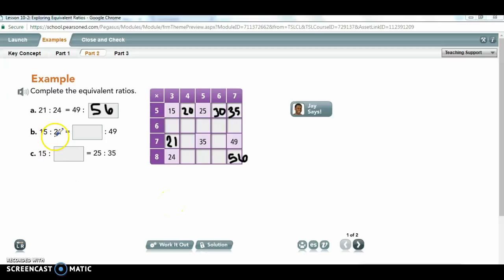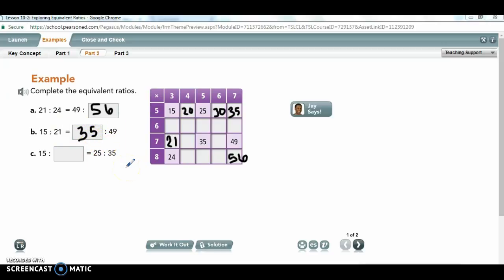The next one we're looking at is 15 to 21, which we can see right here that those are in the same column. There's 15 and 21. Even though there's this empty column between it, that's okay. As long as they're lined up, it will work. So 15 to 21, we're going to slide this over, and we see here's 49. So the second number matches with our second number of the first ratio, 21 and 49. Up here, 15 is equivalent to 35. So our ratio of 15 to 21 is equivalent to 35 to 49.